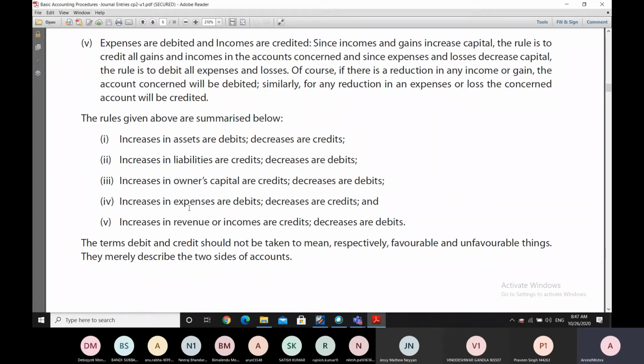Whenever expenses increase, they are written on the left side, and whenever expenses decrease, they are written on the right side of the expense account. On the other hand, whenever revenue or income increases, it is written on the right side of the income or revenue account, and whenever the income or revenue decreases, it is written on the left side of that account.